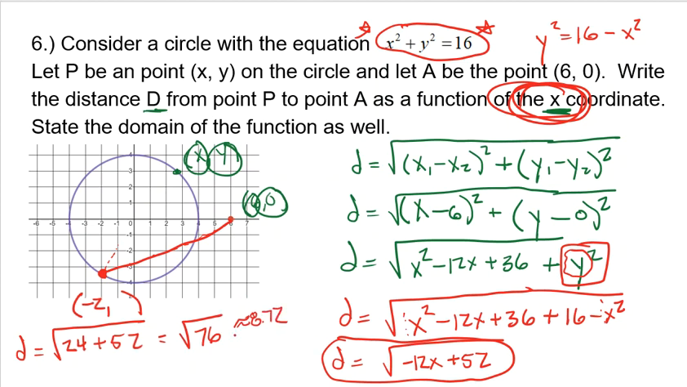All right, so that's pretty cool, right? It's a formula that can find any distance from any point on this purple circle to this point right here, 6, 0. All right, now they did ask me to do one more thing. It says to state the domain of the function.